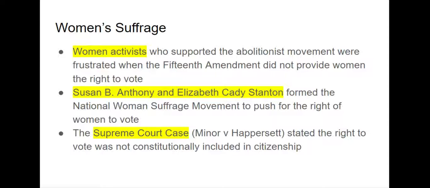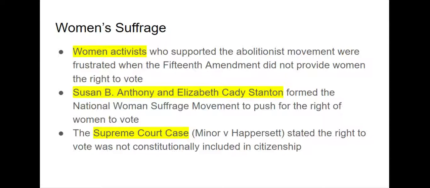So let's get into women's suffrage. Two names you should know: Susan B. Anthony and Elizabeth Cady Stanton. These women activists did support the abolitionist movement. They were upset that they were not part of the 15th Amendment. And they founded the National Women's Suffrage Movement to push for the right for women to vote.